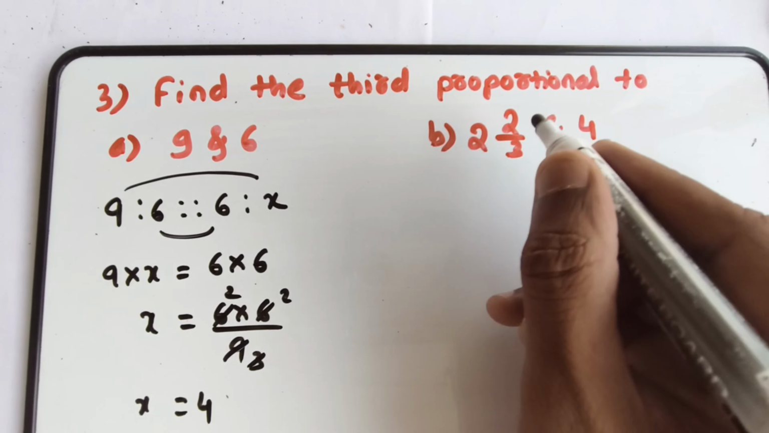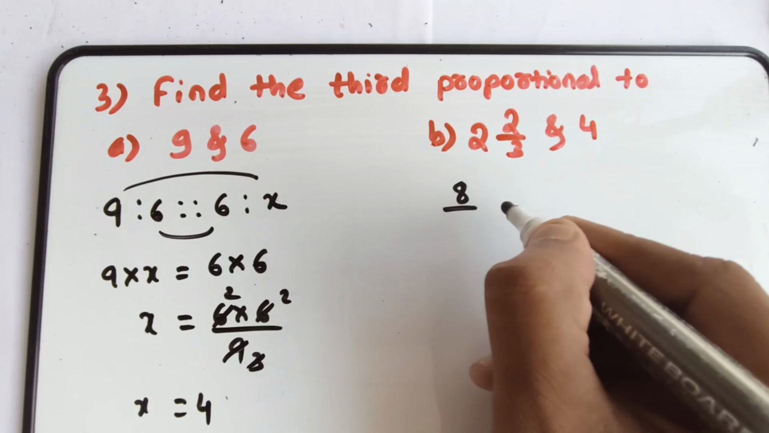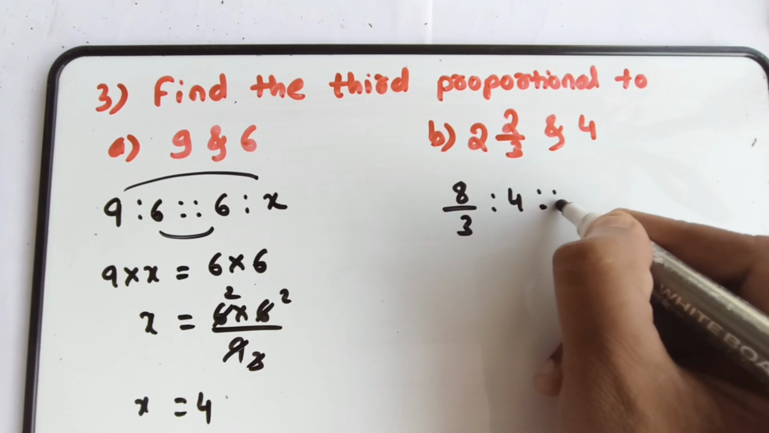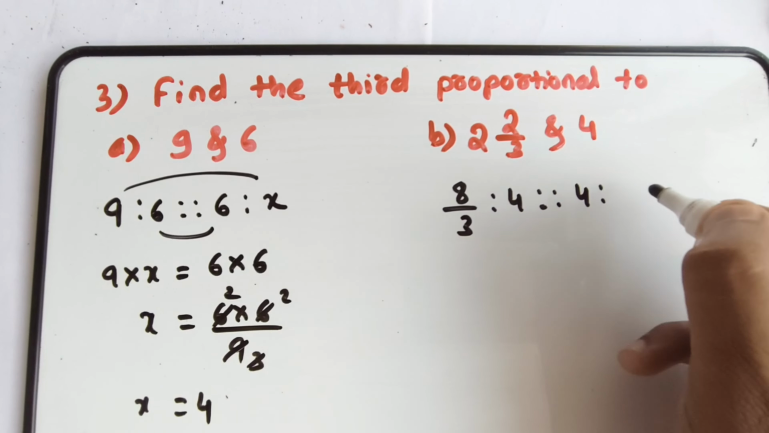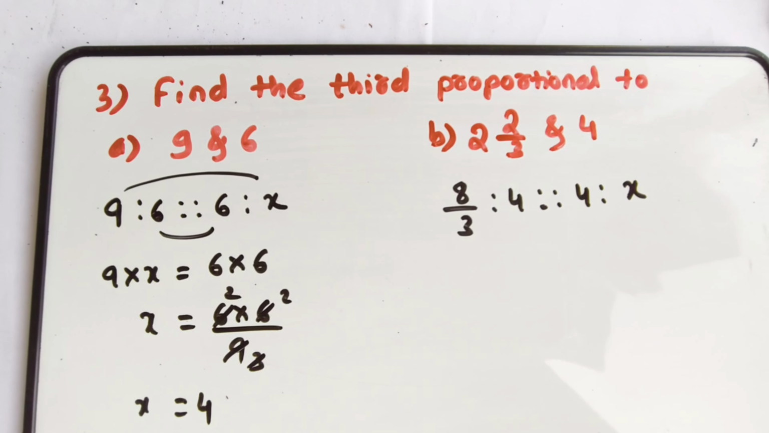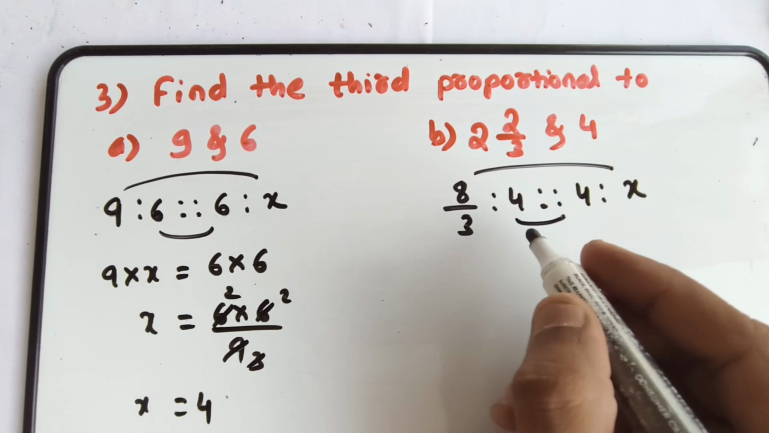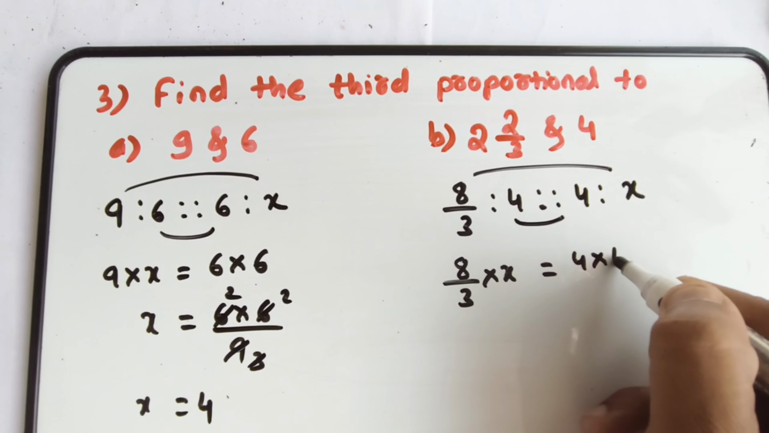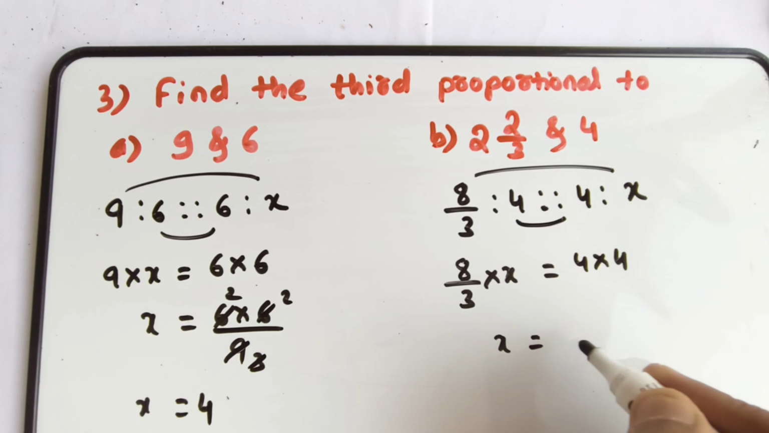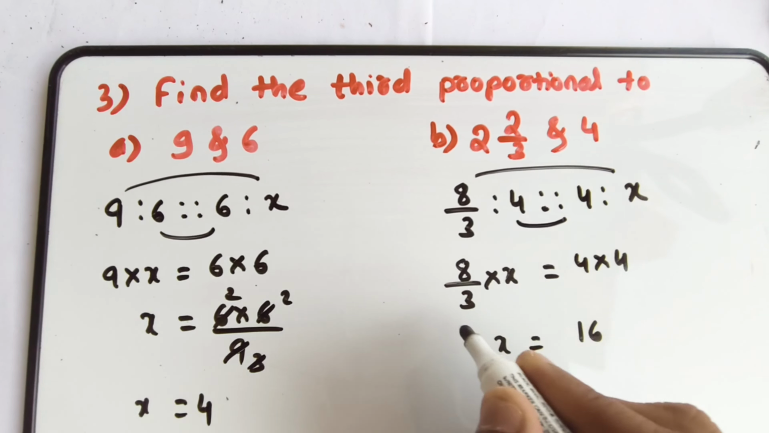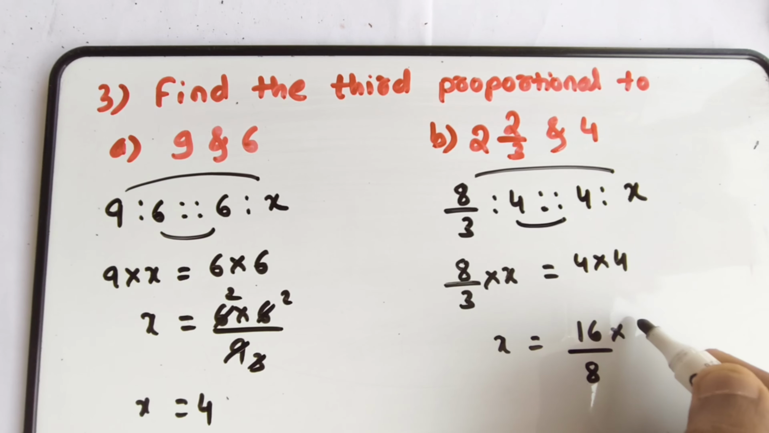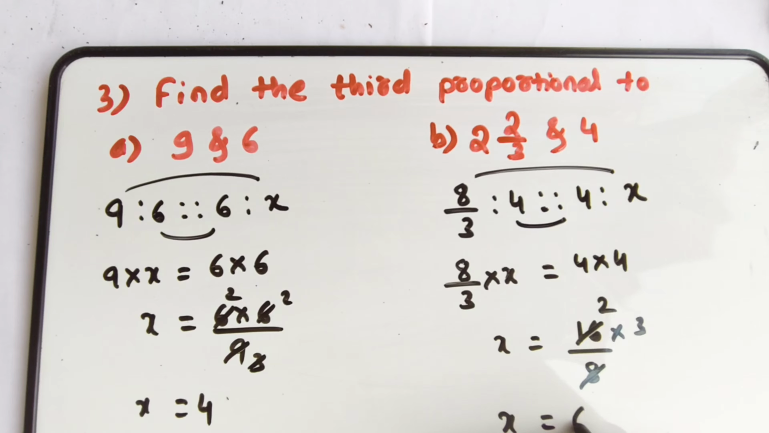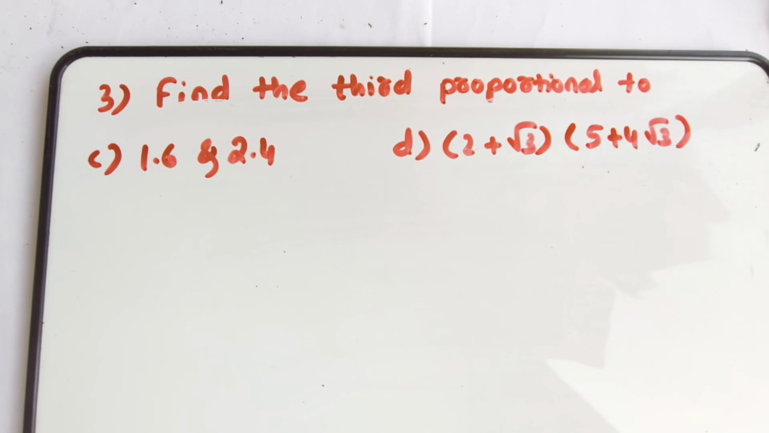Similarly, find the third proportional to 6 by 3 ratio 4, that is 8 by 3 ratio 4. Proportion 4:x. Again you multiply the first and last term, second and third term. 8 by 3 into x is equal to 4 into 4. X is equal to 16 into 3 divided by 8. 8 ones are 8, 8 twos are 16, 2 3s are 6. The value of x is 6.